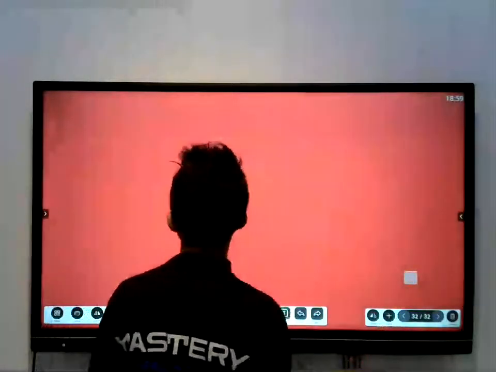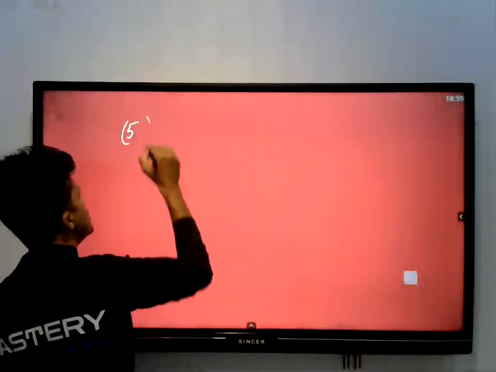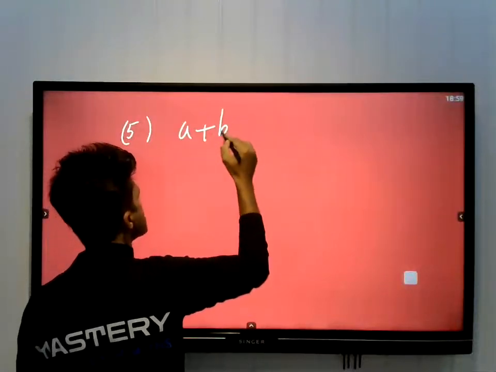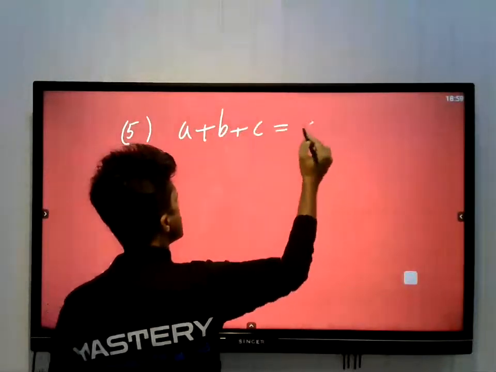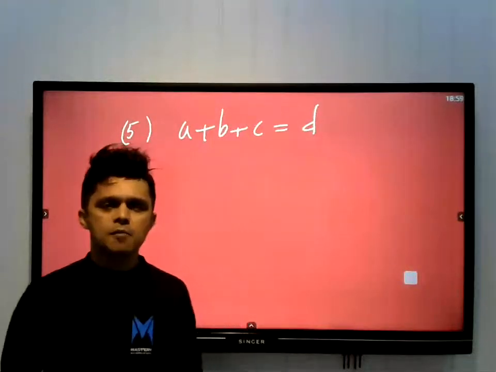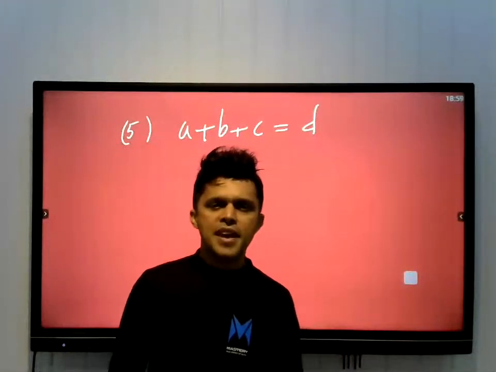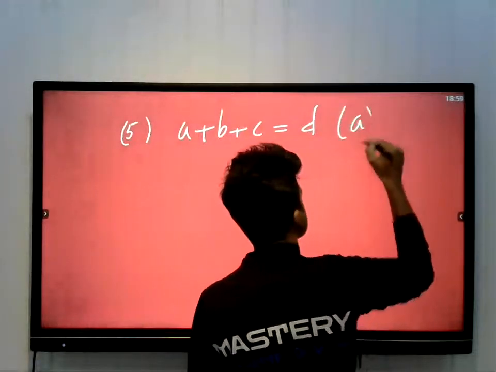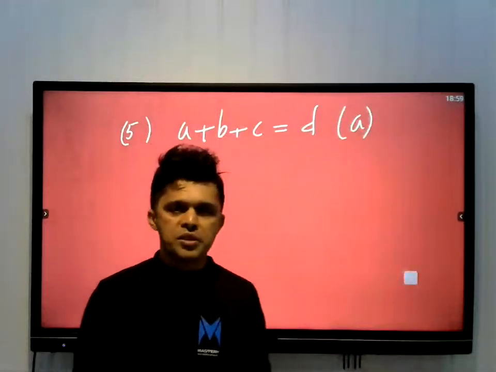So this one, the fifth one: a plus b plus c equals d. You have to write the term a as the subject of this formula. Let's write the term a as the subject. How can we do it?